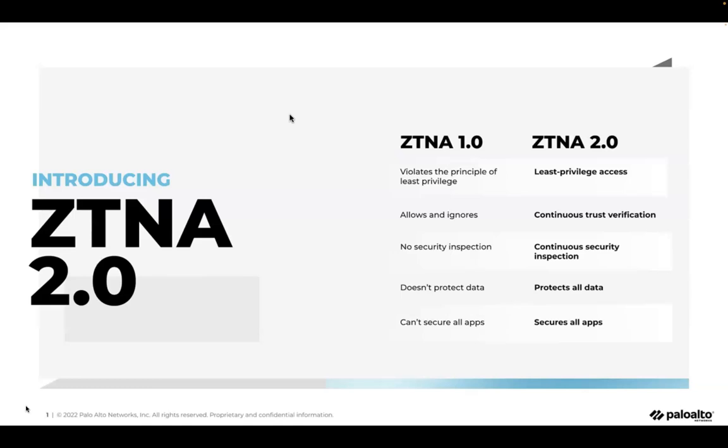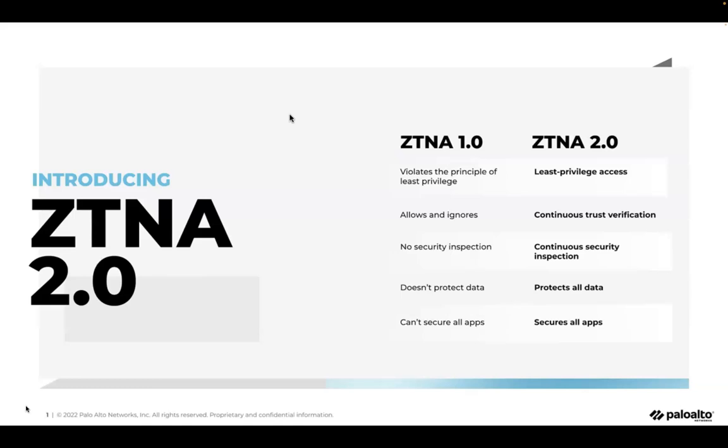Some of the differences you're going to see in ZTNA 2.0, we talked about this before. One is least privileged access. ZTNA 1.0 really violated that because we gave them complete access, keys to the castle, if you would. If it was a hotel, we gave them a key and they could get into every room. So in ZTNA 2.0, we do implement least privilege access.